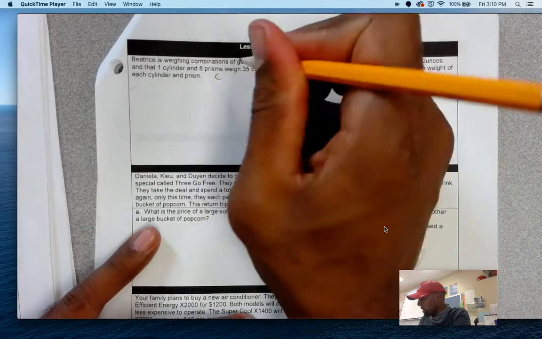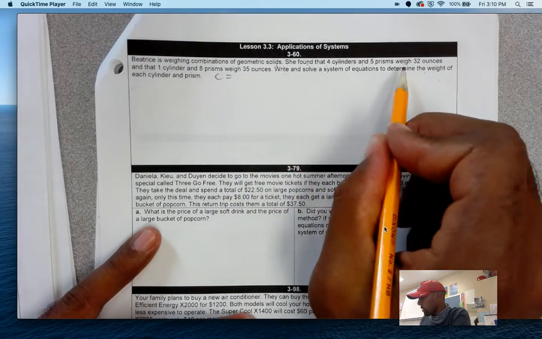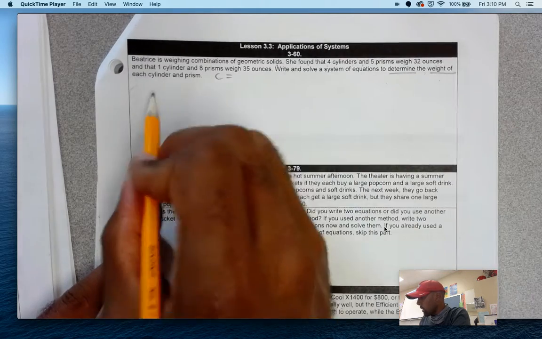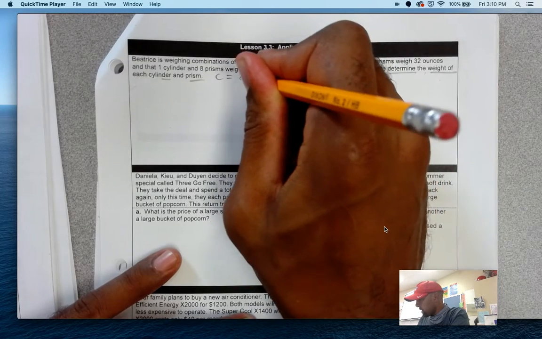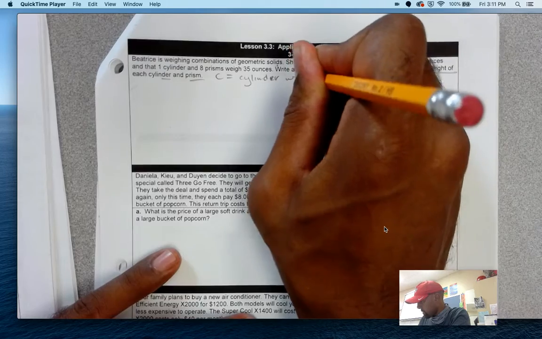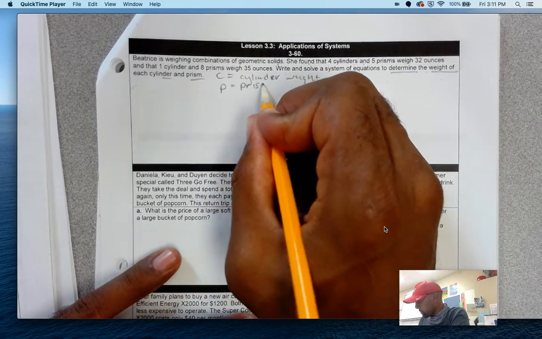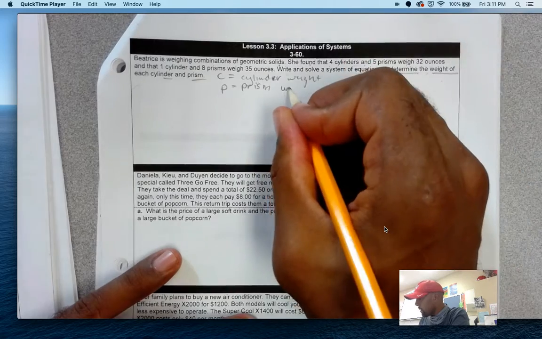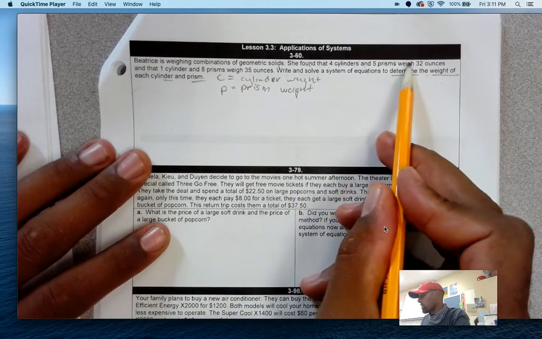Okay, so when I solve this, first of all, I'm looking at the question. It's asking me to determine the weight of a cylinder and a prism. So this will be cylinder weight, that'll be C. And then P will represent prism weight.